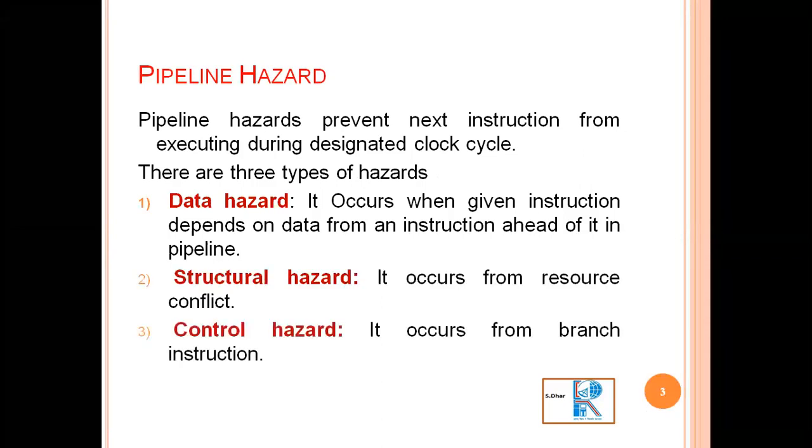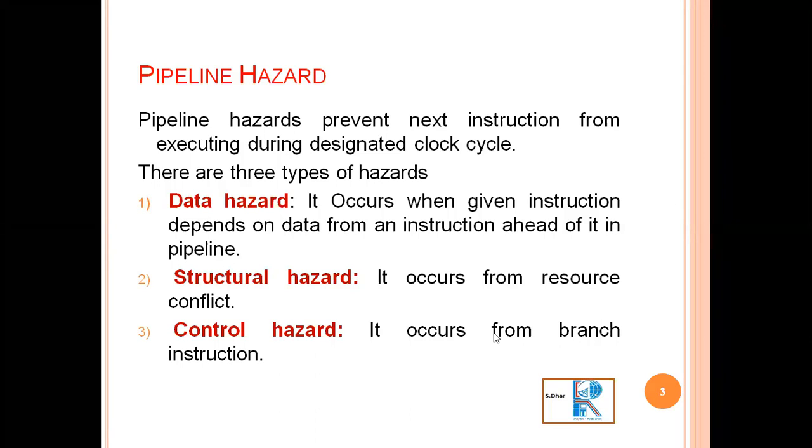Okay, number one hazard is called the data hazard. Number two is a structural hazard. Another is the control hazard. Data hazard I will tell later. What is structural hazard? Hazard means the processor has to stop the instructions. Okay, so structural hazard occurs from the resource conflict.